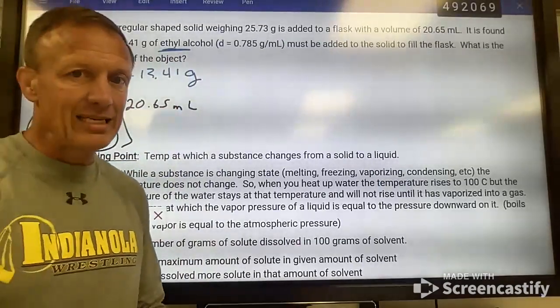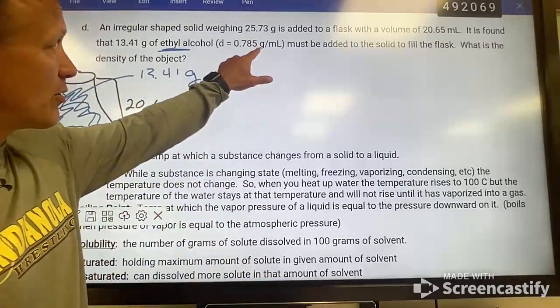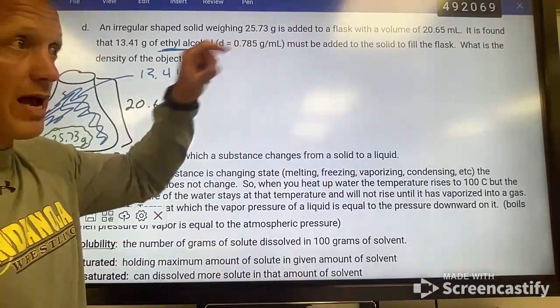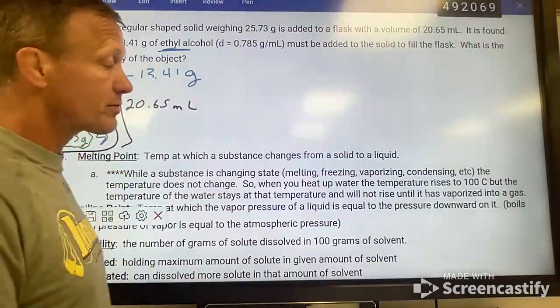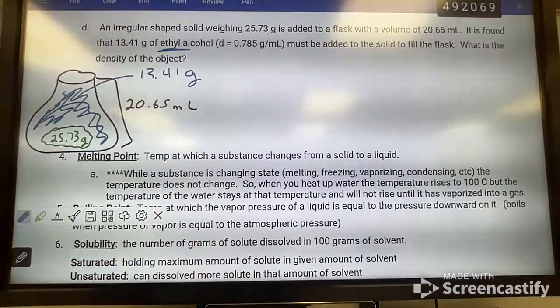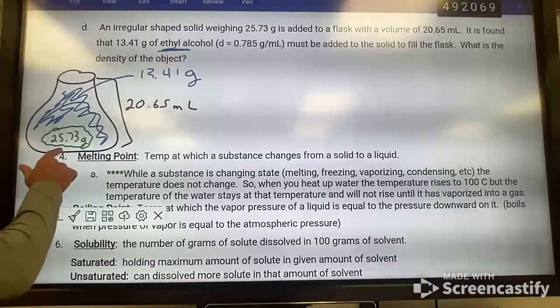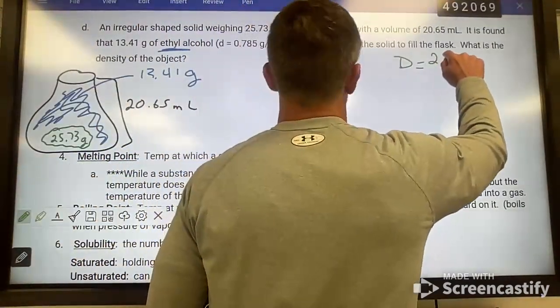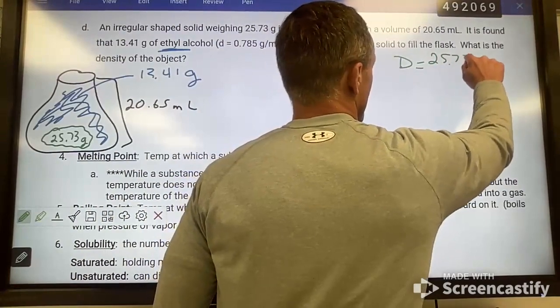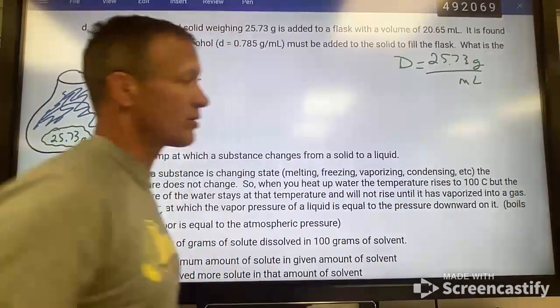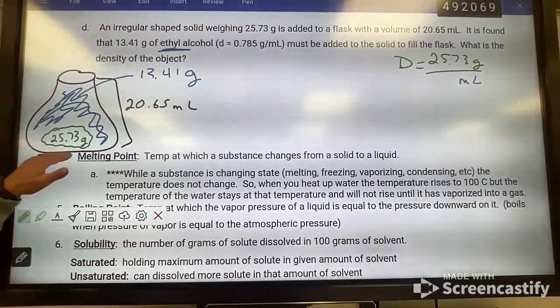But think about what density is. Density is a number that can get you from grams to milliliters. So from mass to volume or from volume to mass. You can do that. They want to know the density of the object. Well, the density of our object is its mass, which is 25.73 grams divided by its volume in milliliters or cubic centimeters. So all you got to know is how much space does this object take up?